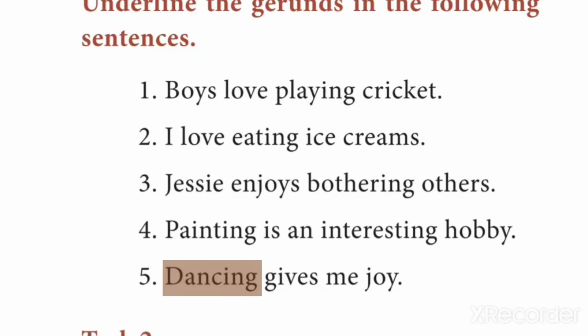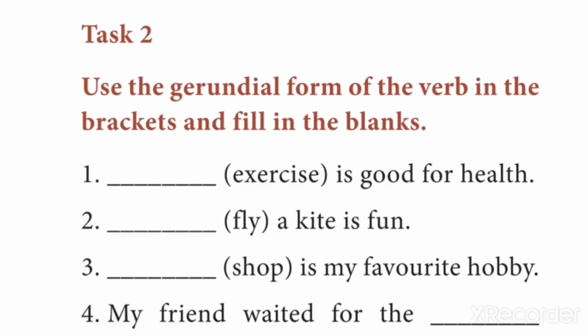Here, the word dancing is a gerund. A gerund functions as the subject or the object of a sentence instead of a noun. We are moving on to task 2. Here, use the gerundial form of the verb given in the brackets and fill in the blanks. It is nothing but we should convert the words within brackets into gerunds and fill in the blanks.